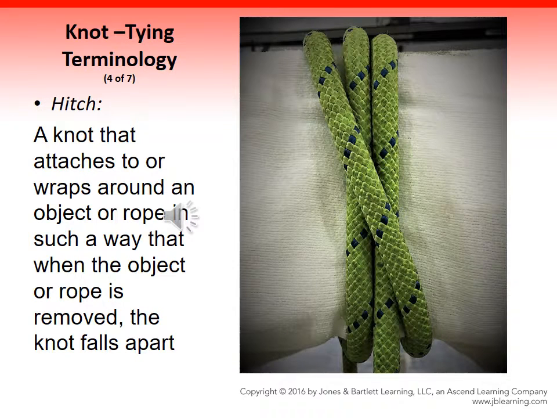A hitch is a knot that attaches to or wraps around an object or rope in such a way that when the object or rope is removed, the knot falls apart.